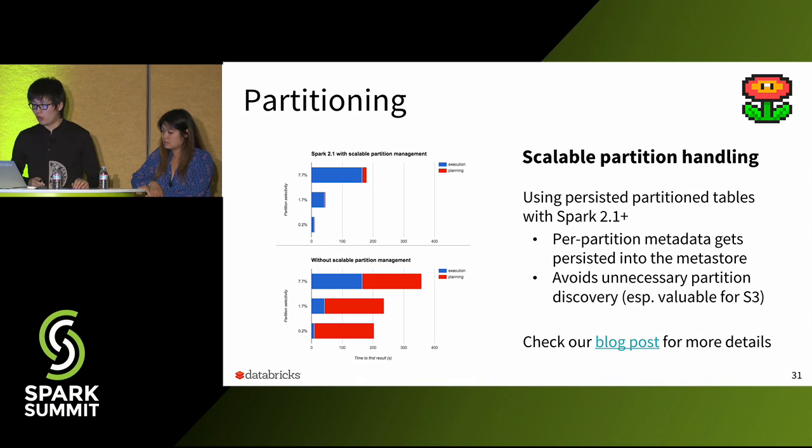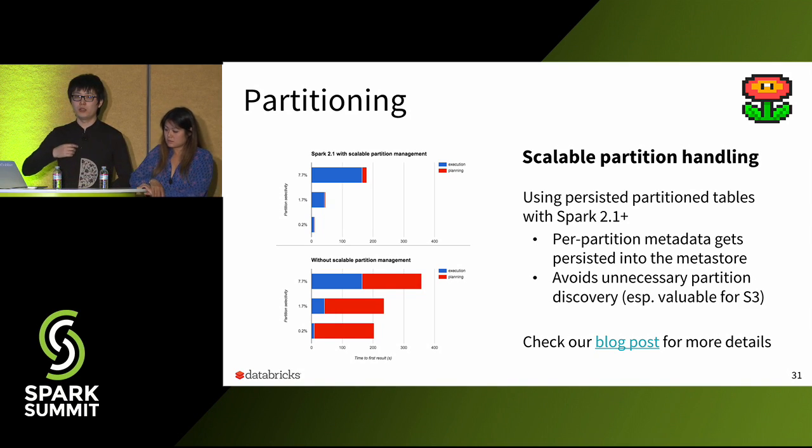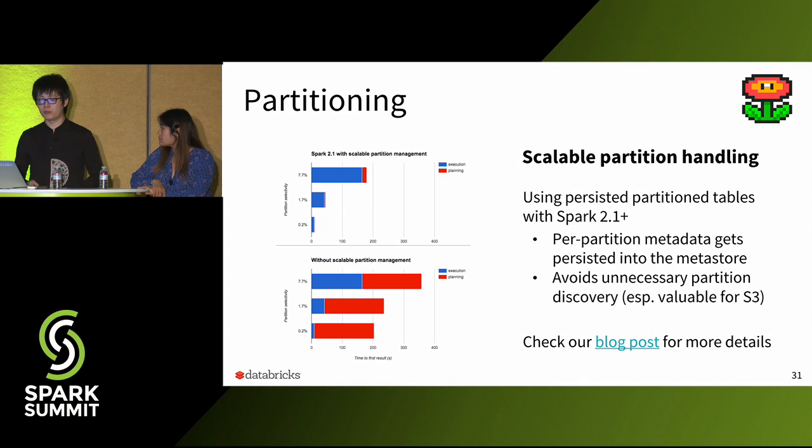Also, in Spark 2.1, we try to address the problem of large partitioned tables with a huge number of partitions. Although I just mentioned that we should try to avoid those kinds of scenarios, these tables are really inevitable in some cases. So in Spark 2.0, we persisted every single partition into the Metastore and pushed partition pruning into the Metastore.